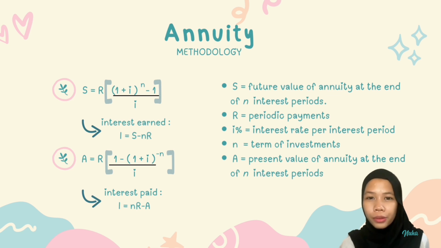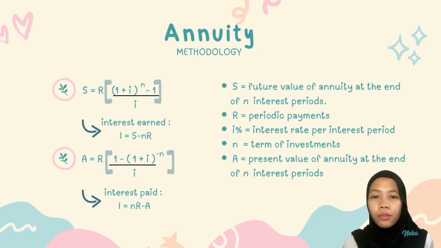Next, we're going to go through methodologies of annuity. There are two of them that we use in this topic. First, the formula of future value. Second, the formula of present value. For the formula of future value, we use interest I = S - N × R. For the formula of present value, we use interest paid I = N × R - A.